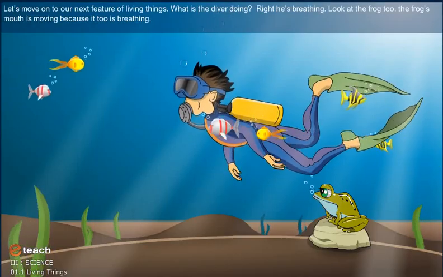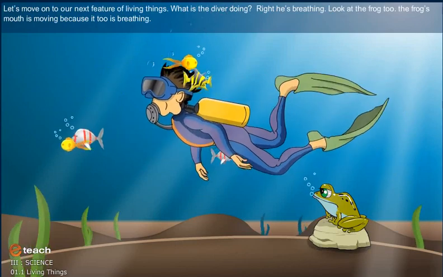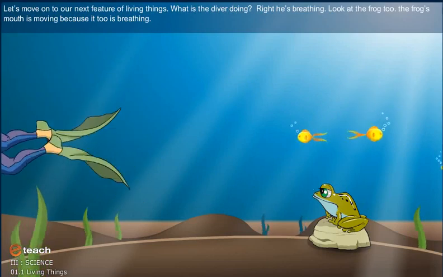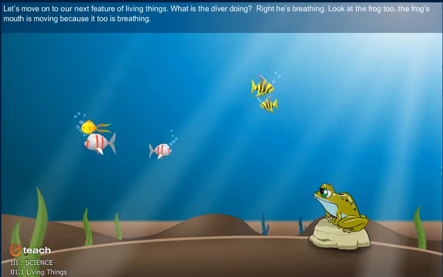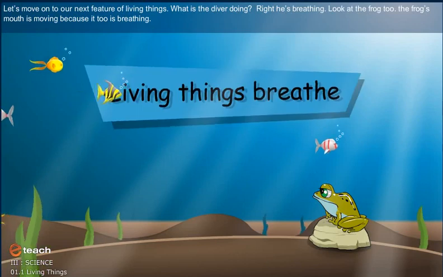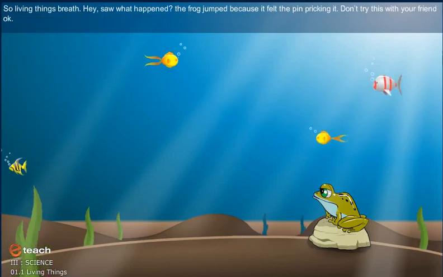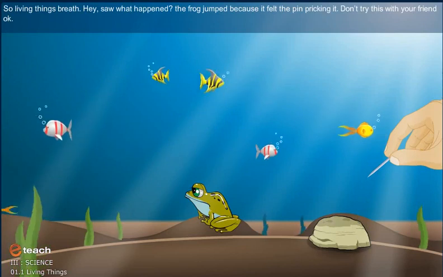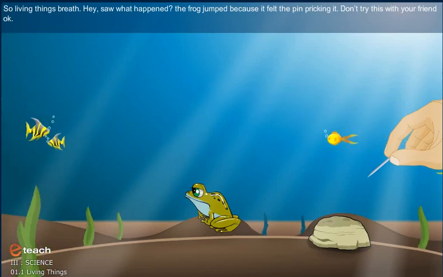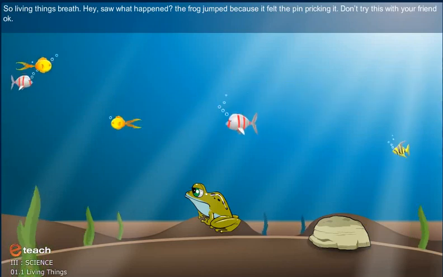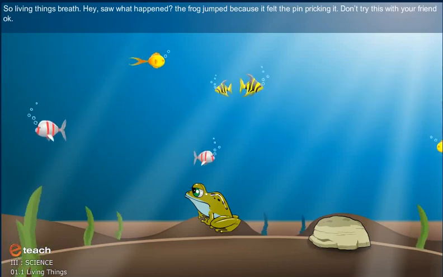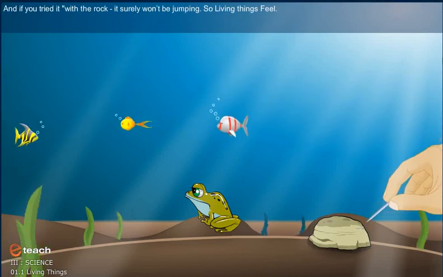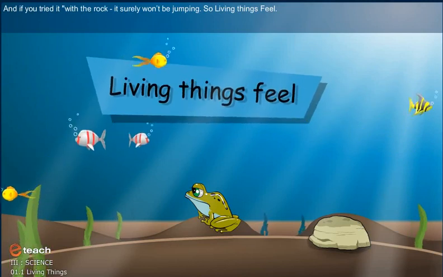Let's move on to our next feature of living things. What is the diver doing? Right, he's breathing. Look at the frog too. The frog's mouth is moving because it too is breathing. So living things breathe. Hey, saw what happened? The frog jumped because it felt the pin pricking it. Don't try this with your friend, okay? And if you tried it with the rock, it surely won't be jumping. So living things feel.